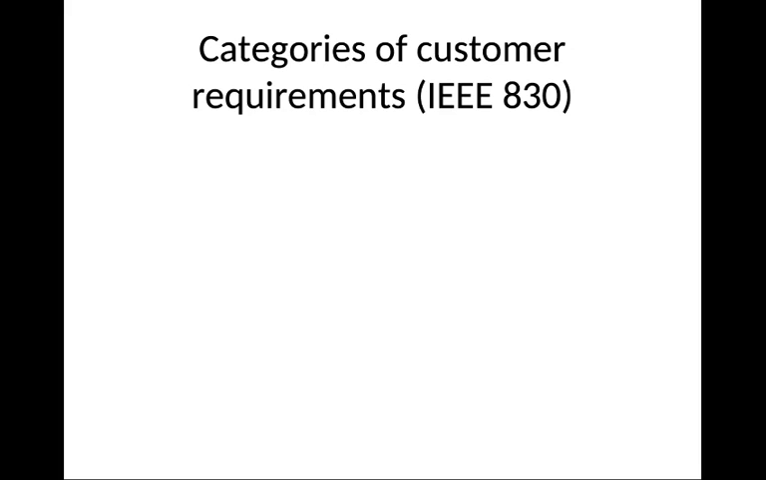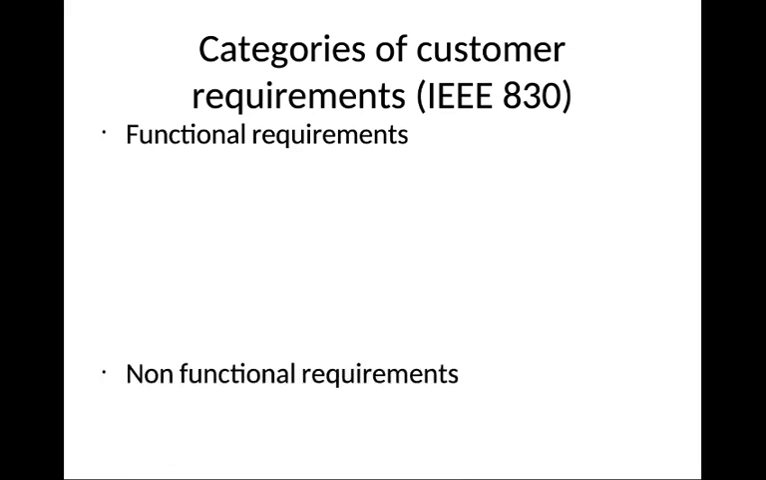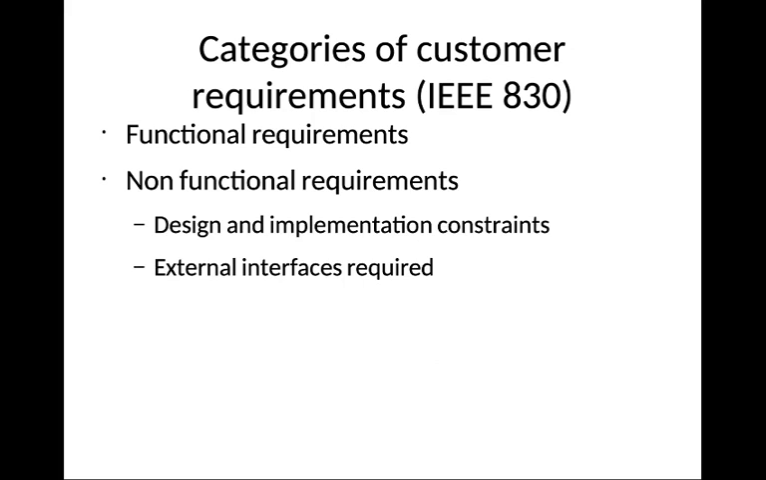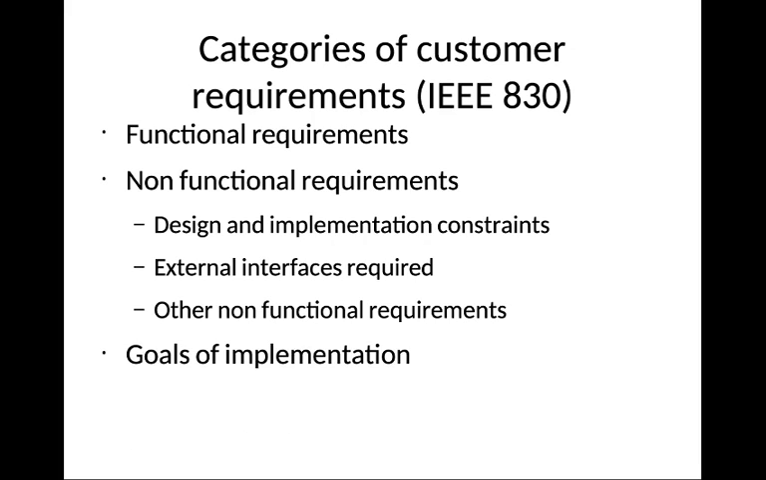So the main categories, as mentioned in the IEEE standard, are functional requirements. Then it should contain non-functional requirements. Under non-functional requirements, we can classify into design and implementation constraints, external interfaces required, and other non-functional requirements. And also the third category is goals of implementation. So mainly we have three categories of customer requirements: functional requirements, non-functional requirements, and goals of implementation. Under non-functional, we have three: design and implementation constraints, external interfaces required, and other non-functional requirements. So we'll see each one separately.